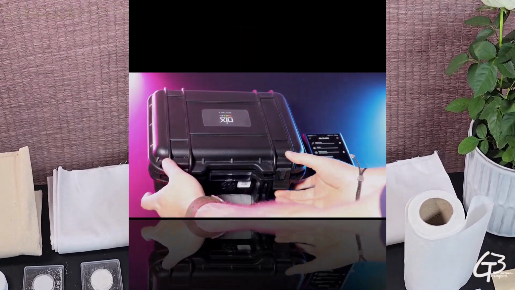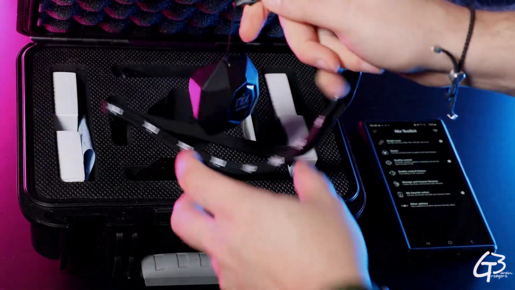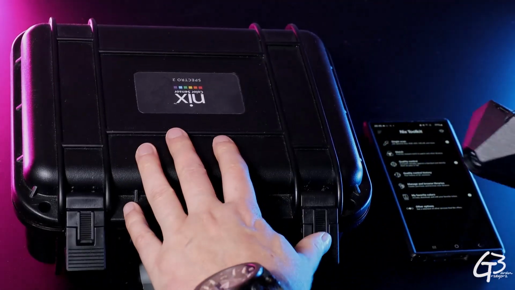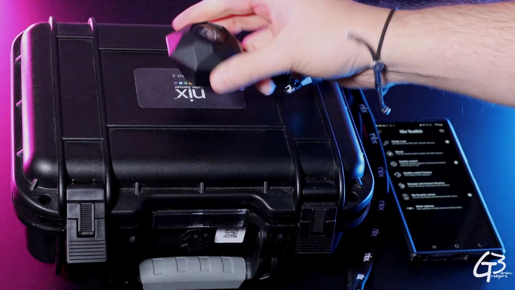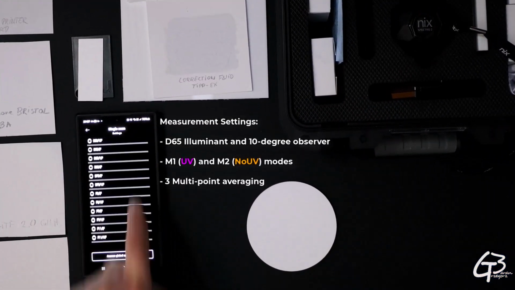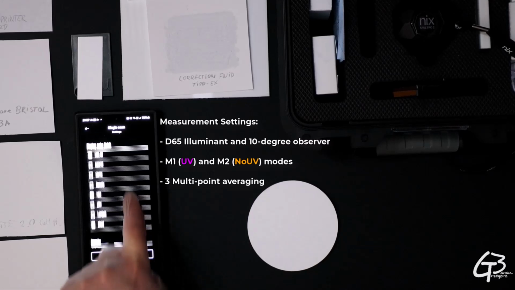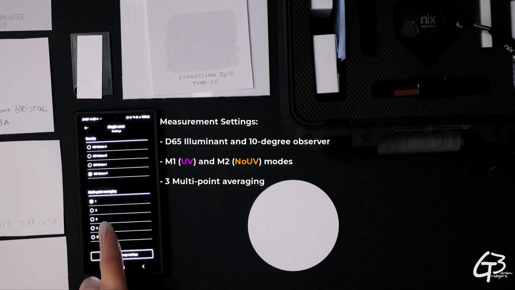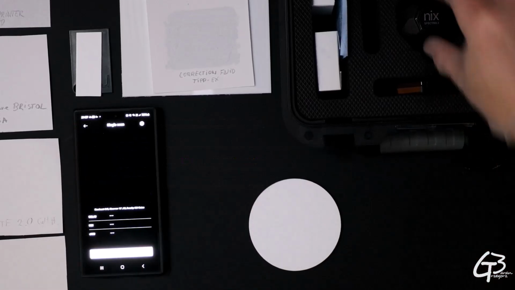To make sure all measurements are as reliable and accurate as possible, I used Nix Sensor's flagship color spectrometer, Nix Spectra 2. I measured them under D65 illuminant and 10-degree observer with multi-point averaging. That means each measurement was composed of 3 measurements taken from 3 different spots of the same sample, and the final value was based on their average.